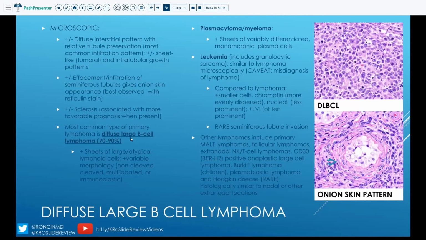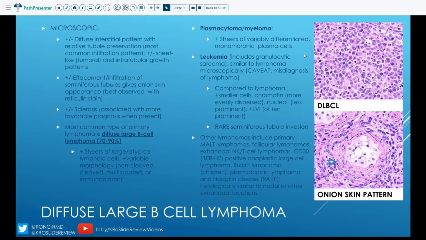Again, the most common type is your diffuse large B-cell lymphoma that accounts for 70 to 90% of these lesions. And diffuse large B-cell lymphoma is sheets of large atypical lymphoid cells, and some of them may be cleaved, some of them may be non-cleaved. You can have multilobated cells. You can have cells that look like immunoblasts, as we were talking about. For plasmacytomas, you're going to have sheets of variably differentiated but relatively monomorphic plasmacytic cells, plasma cells.